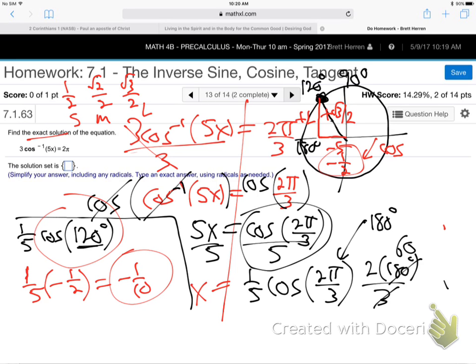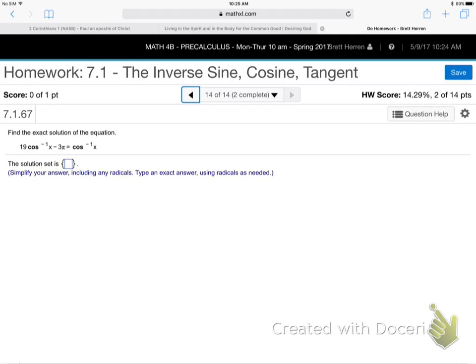There we go. Questions on that one? Okay, I just keep wanting to skip these, but I guess we better do it. All right, try that one. Solve for x there. 19 cosine inverse x minus 3 pi equals cosine inverse x. There's the wall. X is sitting a little below.